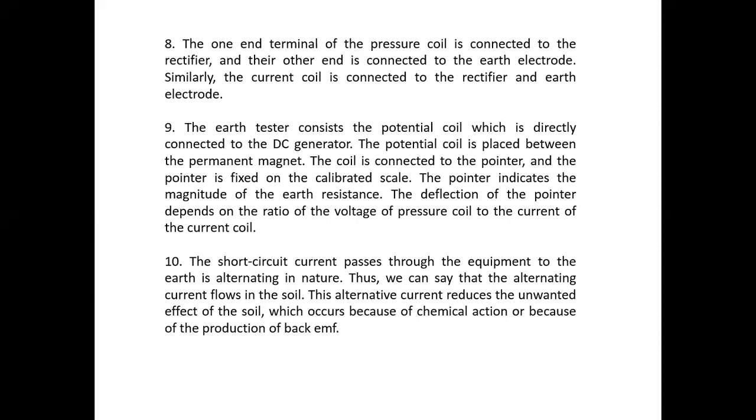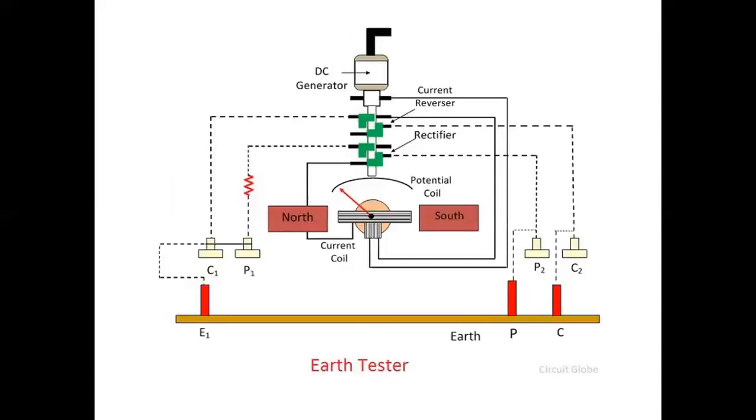The short circuit current that passes through the equipment to the earth is alternating in nature. Thus, we can say that alternating current flows in the soil. This alternating current reduces the unwanted effect of the soil, which occurs because of chemical reaction or because of the production of back EMF. This is the construction of your earth tester and connection diagram.